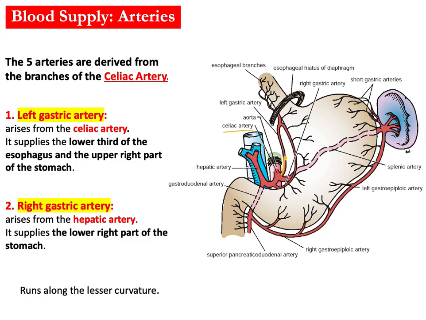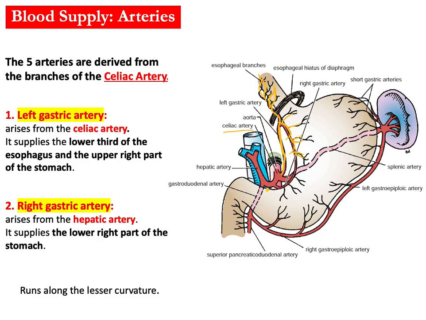So this is the left gastric artery that passes along the upper border of the lesser omentum until it reaches the upper part of the lesser curvature. Then it divides to supply the lower third of the esophagus and also to supply the upper part of the stomach, and you see here on the lesser curvature.